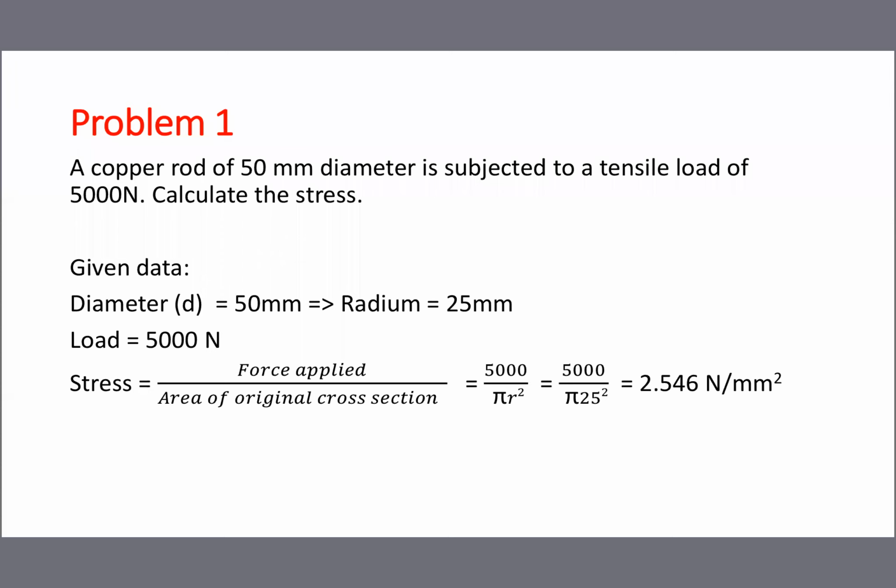So in the numerator, 5000 load given. Denominator, area. So for a round rod, the area of cross section is the pi r square formula. Here they are telling a copper rod of 50 mm diameter. So it is a round rod, and for a round rod you have to apply the pi r square formula. Very simple. So in the numerator, 5000 is the tensile load.